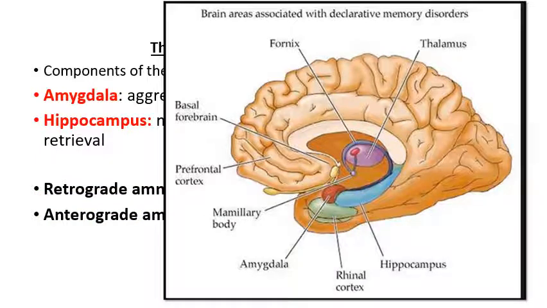All right, so just showing you where things are. The limbic system is located down here. Right, so here we have the amygdala, aggression, and here we have the hippocampus, responsible for consolidating or retrieving memories.